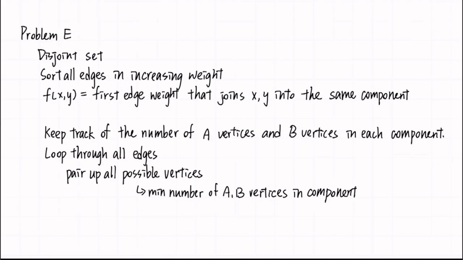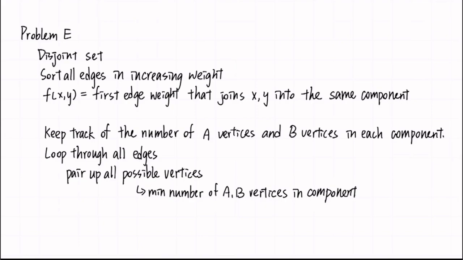And a path connects two vertices, so if x, y are united together in the same component, then that means that the edge is the minimum pathway that can unite vertex x to vertex y. And so as we loop through all the edges with increasing weight, the first edge that joins x and y into the same component will just be f(x, y).